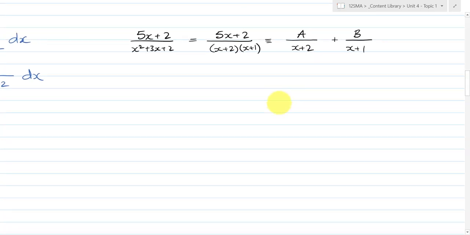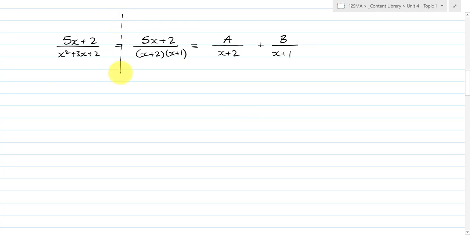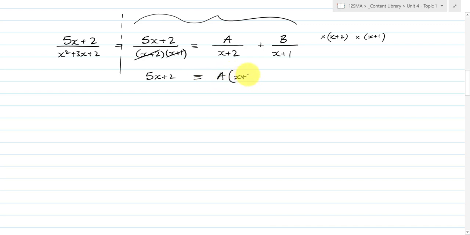Now all I'm going to do with this is ignore this part of it, and I'm looking at this only. And I'm going to multiply the whole thing by x plus 2 and multiply the whole thing by x plus 1. So I'm just basically getting rid of the fractions here. Now you'll see what happens is on this side they cancel out. I'm left with 5x plus 2 is equivalent to a(x plus 1) plus b(x plus 2). So in this term here, the x plus 2 cancels out, leaving just the x plus 1. This term here, the x plus 1 cancels out, leaving just x plus 2. That's why we get this.